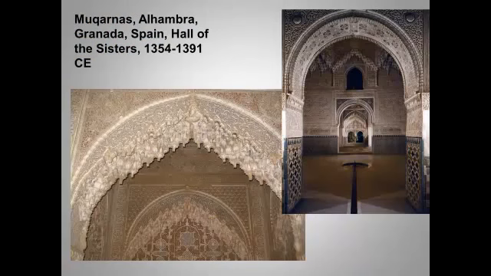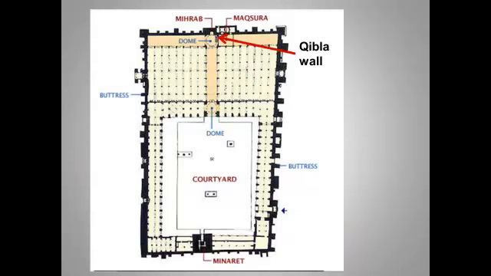So here are even more elaborately carved muqarnas, and this is from the Hall of the Sisters from the Nasrid dynasty Alhambra Palace in Granada, Spain, and we will get there next lecture, but I want you to see the muqarnas. So what do those circles in a floor plan represent? Often they're much larger than this.